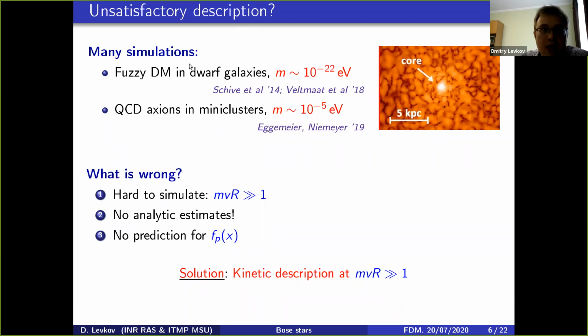Actually, so there are simulations and there are results. Why are we not satisfied with that? So we need theory. We need to make approximations, and we need to somehow predict something without resorting to simulations on the supercomputers. And simulations are hard in the kinetic regime when the de Broglie wavelength is much smaller than the size of the system. There are several length scales inside the problem, and this is bad for simulating. So now I am going to tell you about the kinetic description of this condensation process, and it will work as a systematic expansion in this kinetic parameter mvR much larger than 1.